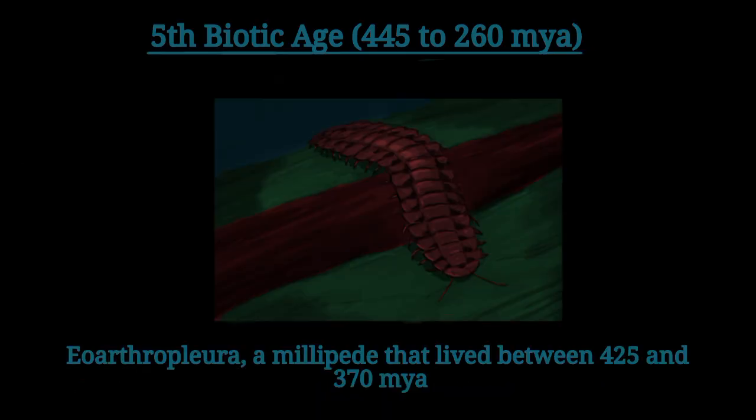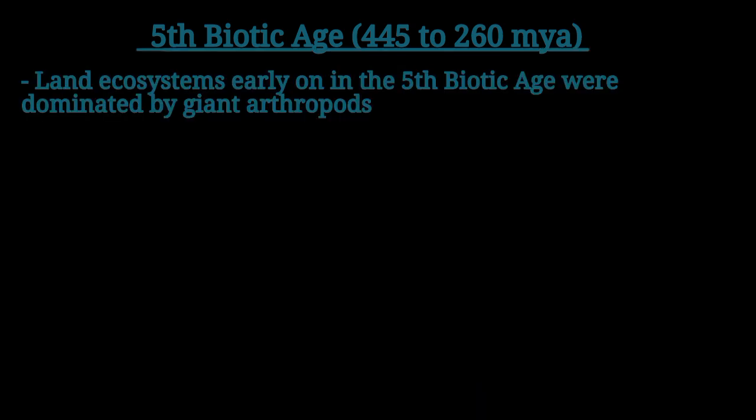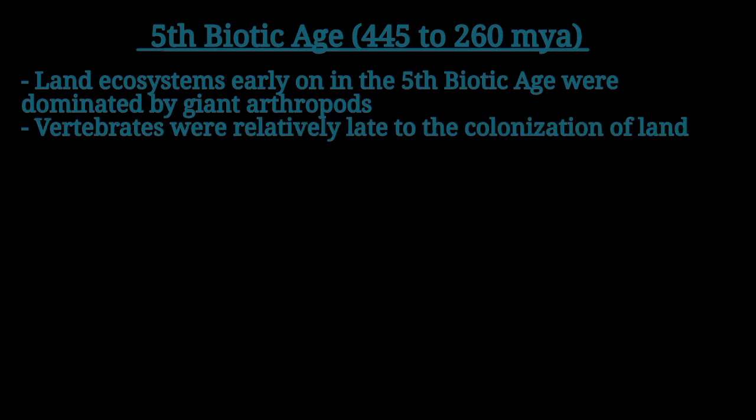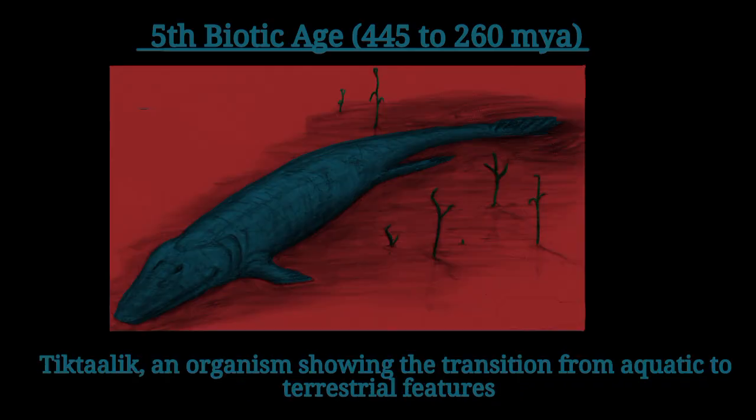In time, primary consumers like millipedes and flightless insects evolved to consume them. Primary consumers were eaten in turn by secondary consumers like spiders, scorpions, and centipedes. The ecosystems that formed were dominated by gigantic arthropods. Vertebrates were relative latecomers when it came to the colonization of land. They only began moving out of the water following the development of the first canopies. Lobe-finned fish evolved into the first amphibians. Tiktaalik was likely among the first to do so. It is notable for directly showing this transition from aquatic to terrestrial features.